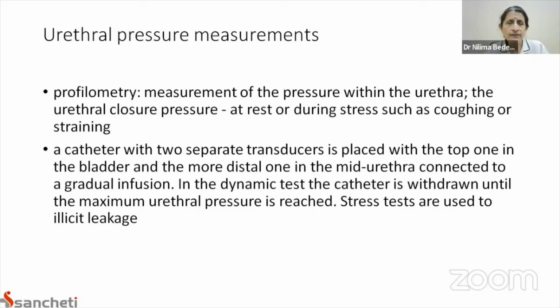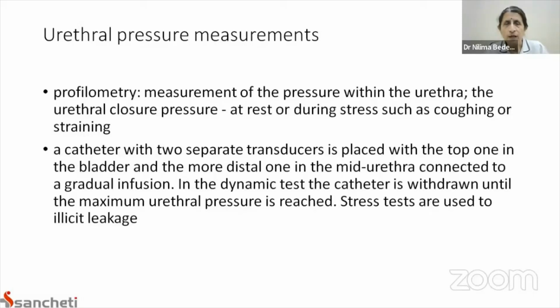So a catheter with two separate transducers is placed, with the top one in the bladder and the more distal one in the mid-urethra, and connected to a gradual infusion. In the dynamic test, the catheter is withdrawn until the maximum urethral pressure is reached. It is used to elicit the leakage, and at what point it occurs. So it is called urethral pressure profilometry.